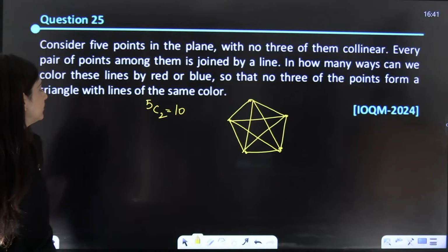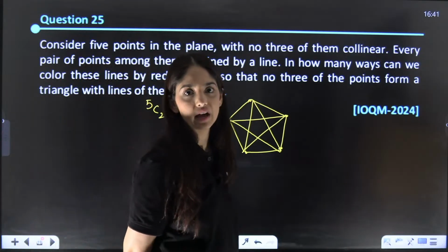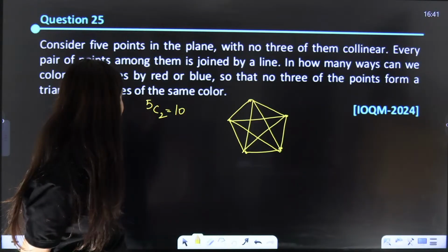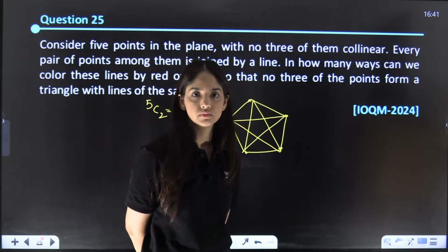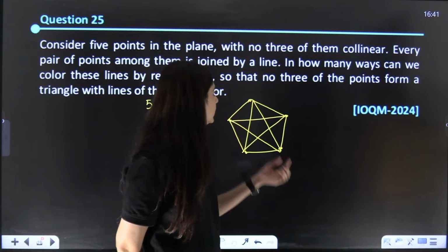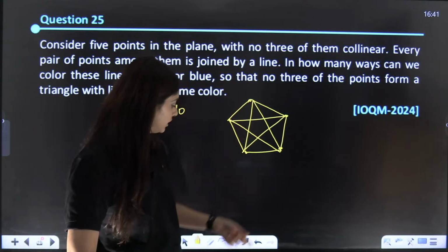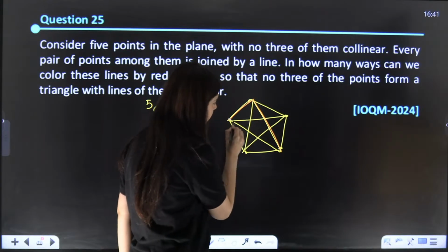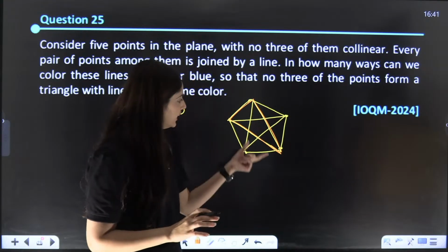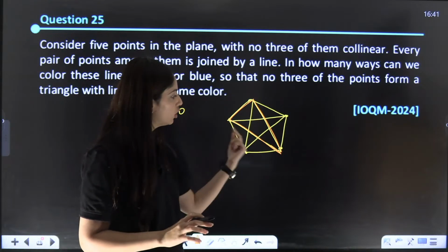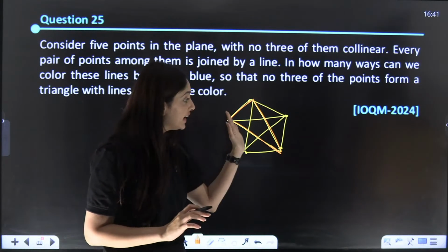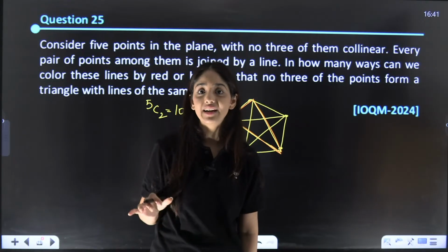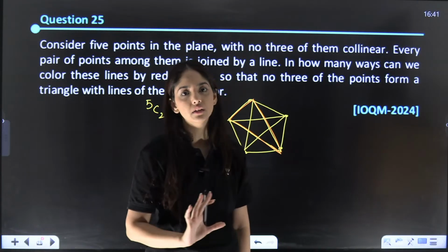The problem is how many ways can we color these lines by red or blue? We have to color them either red or blue such that no 3 of the points form a triangle with lines of the same color. We cannot have the same color. If we pick, let's say, this triangle, any triangle, then these 3 cannot be the same color. You pick any triangle and all 3 sides cannot be the same color. That has to be true for every triangle here.